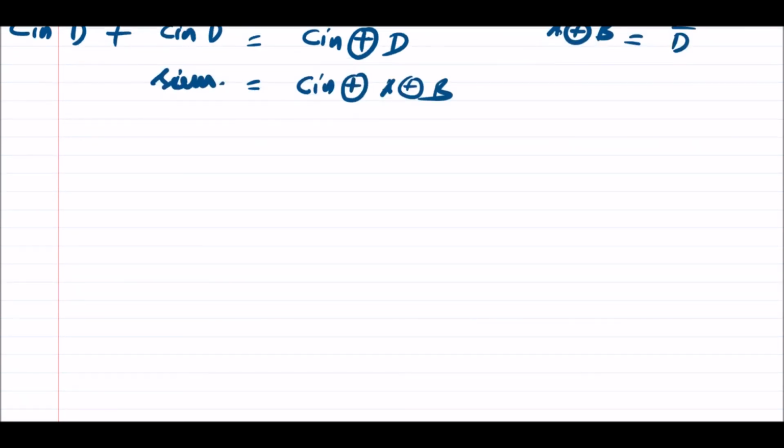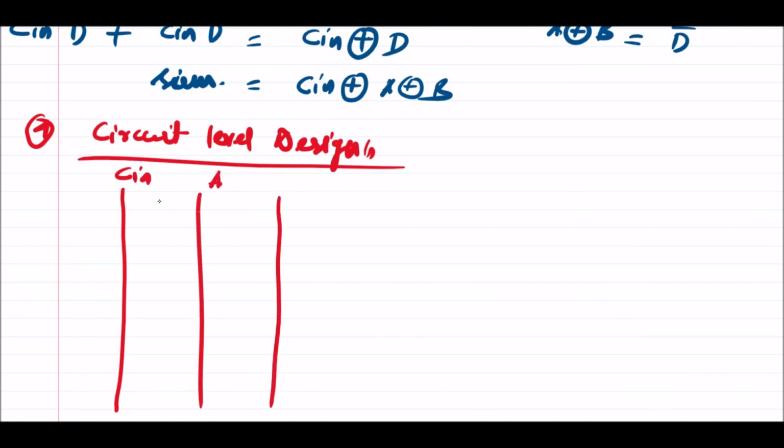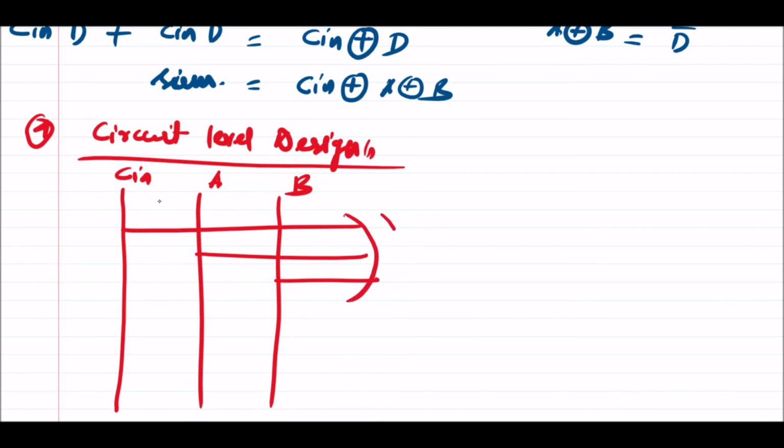So at last we will draw the circuit level design. We have three variables. Let us drop the three lines C in, A and B. So we have sum, which is equal to the XOR connection of the three variables, three inputs. So 1, 2 and 3, and we will draw a 3 input XOR gate, and this one will be my sum.